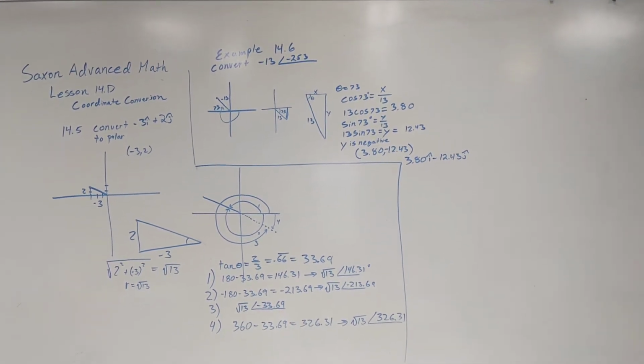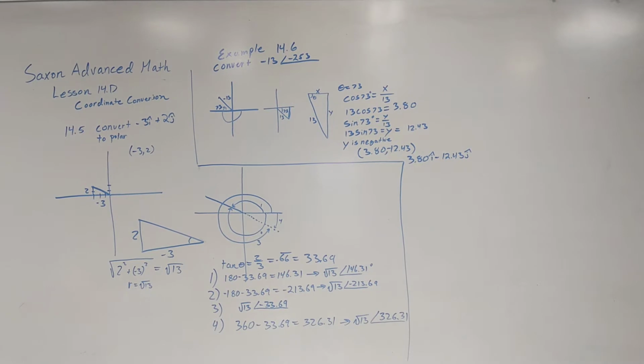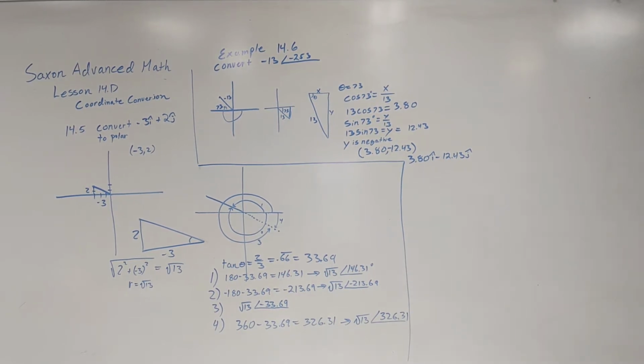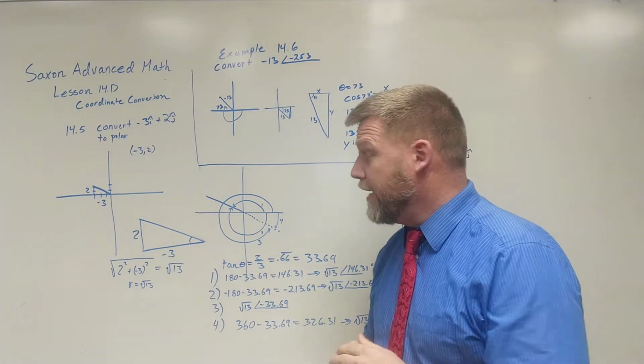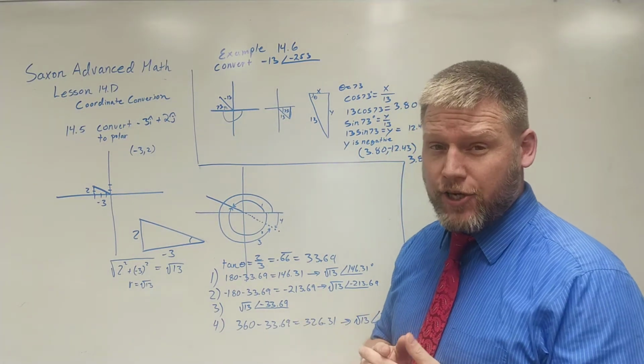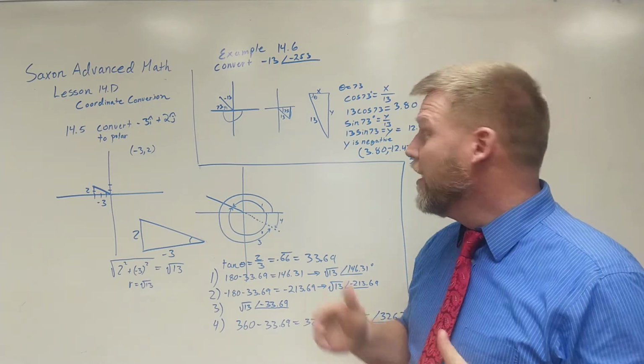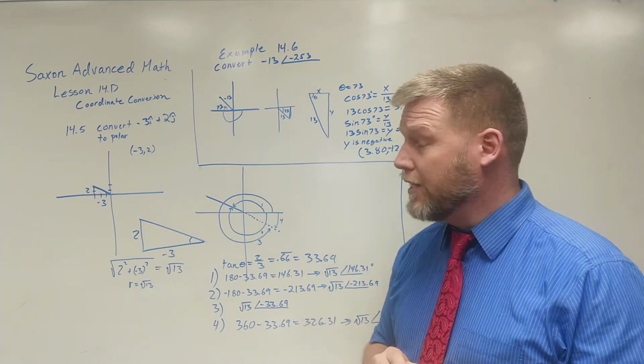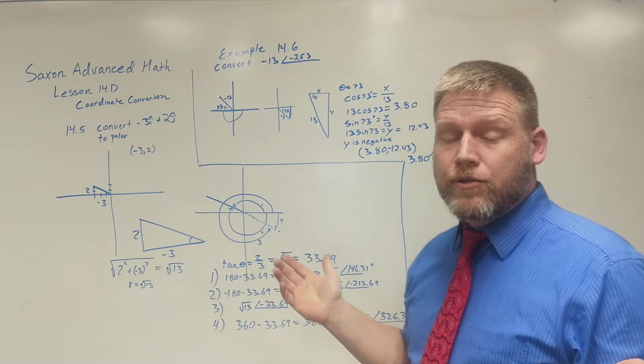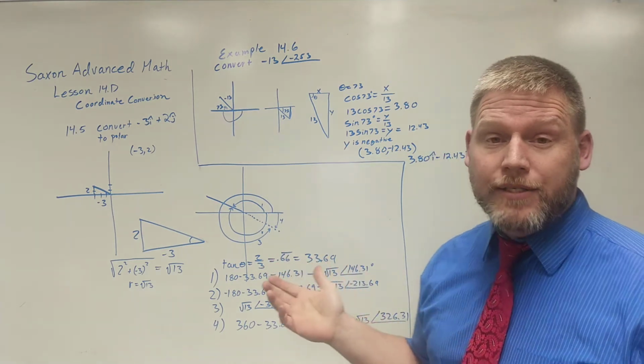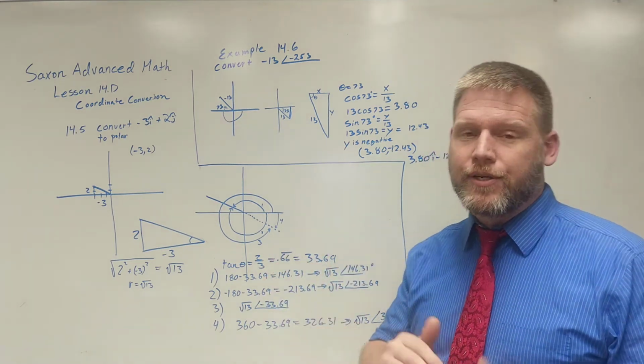Saxon Advanced Math, Lesson 14.d, and this is coordinate conversion. They're jumping right into this because this is a continuation of the other parts of Lesson 14 with i's and j's. If you need a review on i's and j's, just remember that i stands for the x value, the j stands for the y value, and all we're doing is adding them with a plus or a minus instead of the common notation.